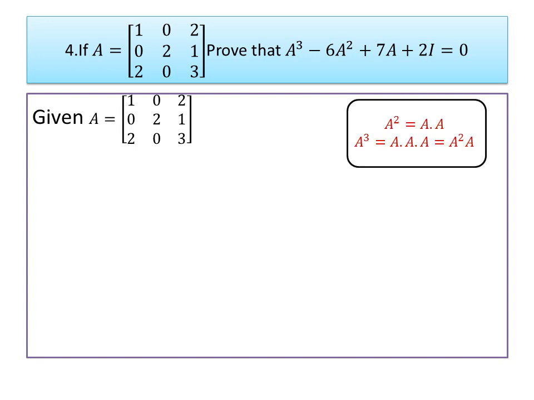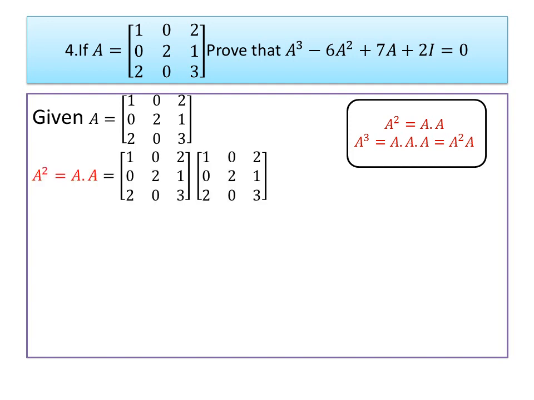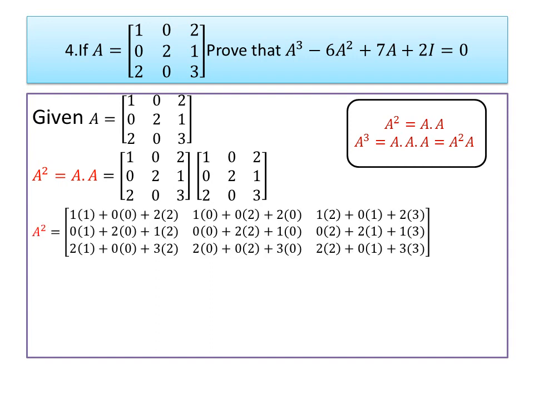A square is nothing but the product of A into A. Similarly, A cube is nothing but the product of three A's. We can also get A cube as A square into A. First we'll find A square, that is the product of A into A. The procedure is the same for the multiplication. As we all know, first we have to multiply the first row with the first column elements.